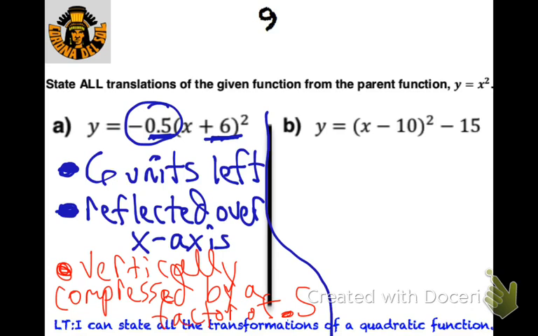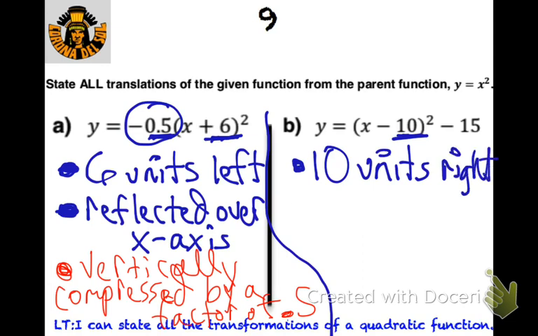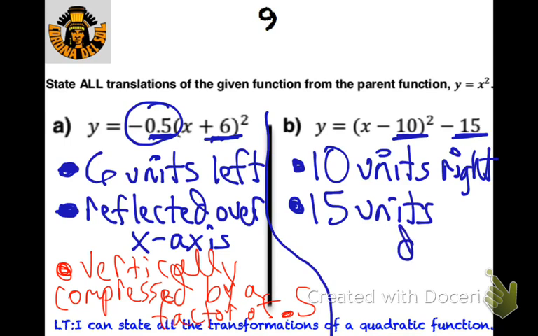Then this one, let's see, this is 10 units. It's inside the parentheses, so it's going to be 10 units to the right. So 10 units right. And then this one is outside of the parentheses, so that's going to be 15 units, and that's down.